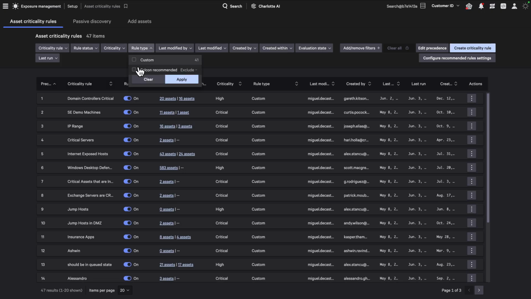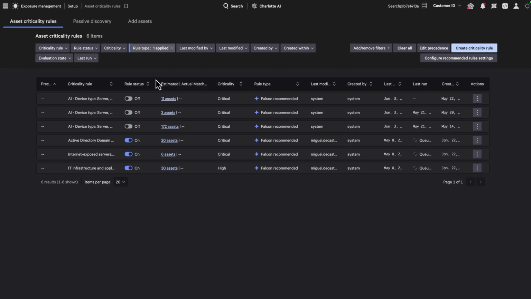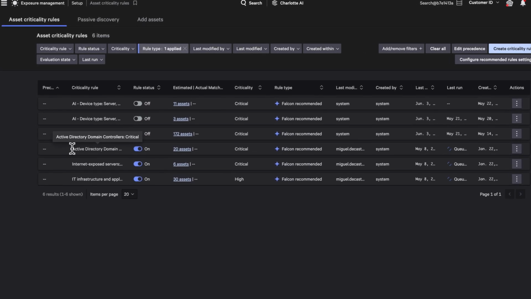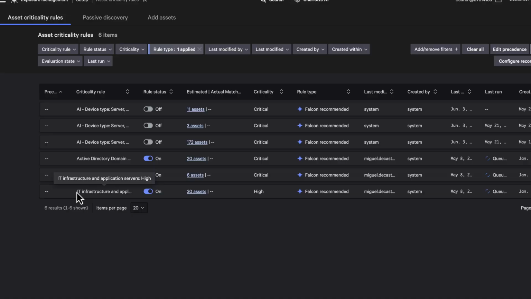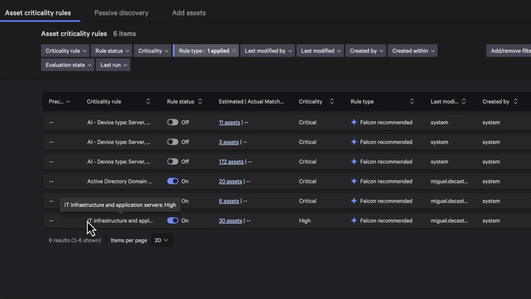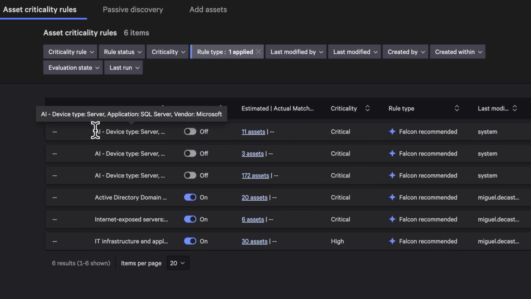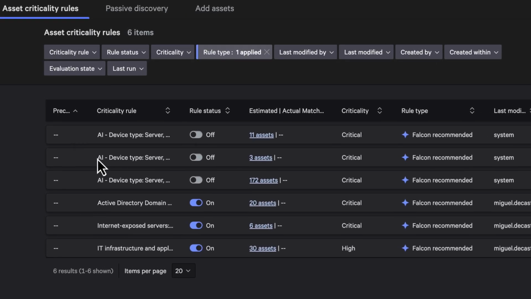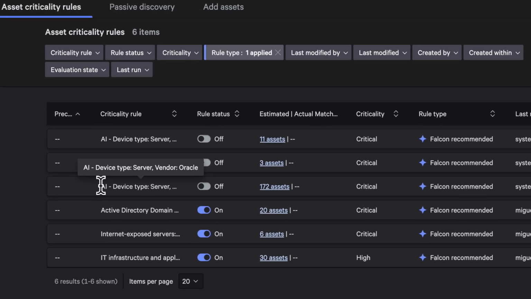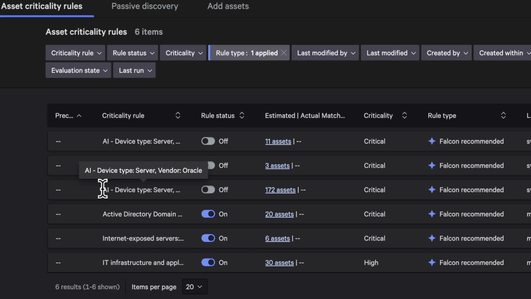To move even faster, Falcon provides two powerful ways to automate asset classification. First, Falcon recommended rules use human intelligence and crowdsourced insights to identify assets your peers consider critical based on years of field-tested experience. Building on that, AI-powered recommendations take it further by analyzing anonymized data from similar customers, firmographic traits, and learned behavior patterns to suggest criticality levels that continuously evolve with your environment.